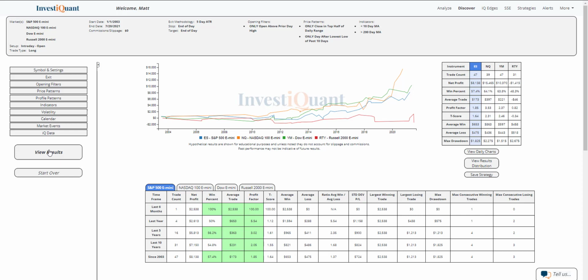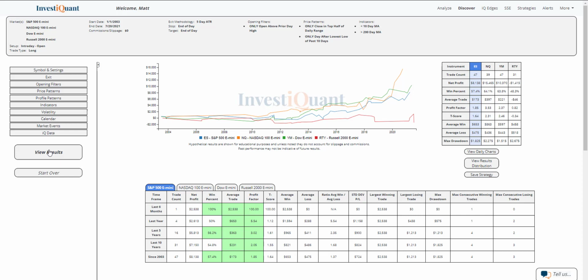If we look at the average moves on these, the average win is larger than the average loss in 3 of the 4 instruments, and those average wins fall on the ones that were better win rates as well. So the S&P has the better average win compared to the average loss, as does the NASDAQ and the Dow. The Russell, once again, the only one that does not meet that.